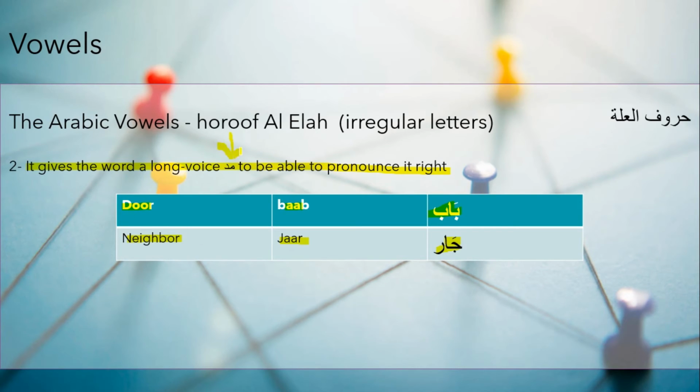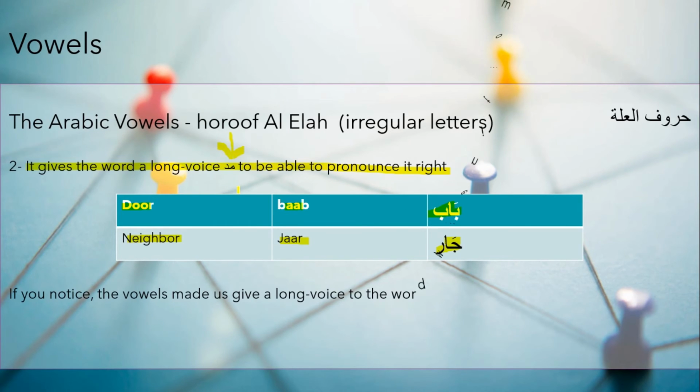Jar, which is neighbor. Jar, the jim has fatha again, and alif is coming as a mandatory letter after the fatha, so jar is giving it the long vowel, the long voice. It's mandatory to give it a long voice.